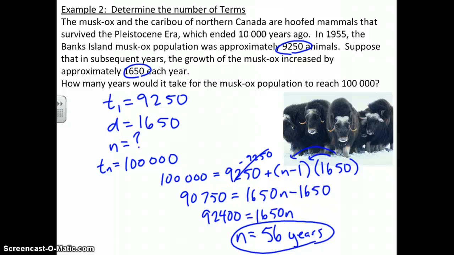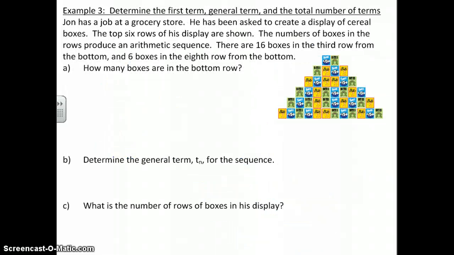Okay, next example, and I'm sorry, in yours I forgot to put this image into yours. So that's what the image looks like. You can also see it on page 13 in your textbook. So here, John has a job at a grocery store. He's been asked to create a display of cereal boxes. The top 6 rows of his display are shown. So these are the top rows. There's rows below this. The number of boxes in the rows produce an arithmetic sequence. There are 16 boxes in the 3rd row from the bottom and 6 boxes in the 8th row from the bottom. Okay, how many boxes are in the bottom row?